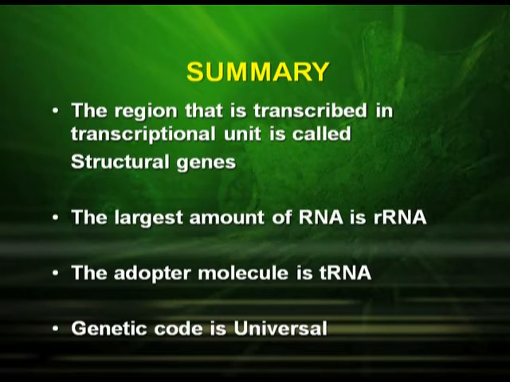Now, let us have the summary of the topics. The region that is transcribed in a transcription unit is called the structural gene. The largest amount of RNA is ribosomal RNA. The adapter molecule is transfer RNA, and the genetic code is universal.